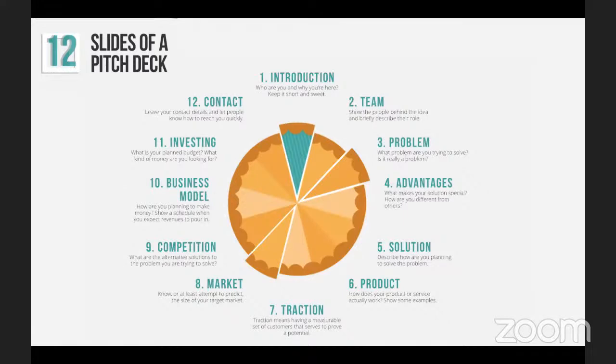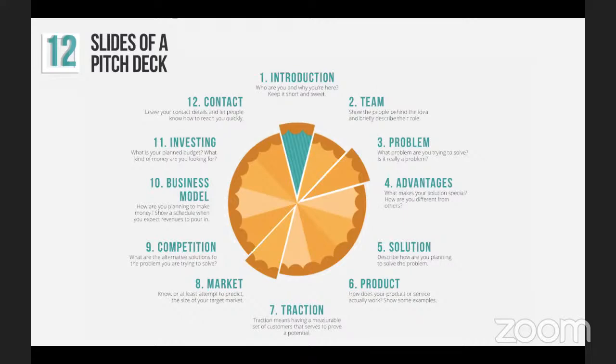So you want to start with your introduction. The introduction can, in most cases, be connected to the team slide, and the team slide shows the people behind the idea and what their role is in the overall operations of the business. The introduction slide would show what the business is about and the service that you offer, but in a brief way. That's one of the reasons why you can combine the introduction and the team slide together.